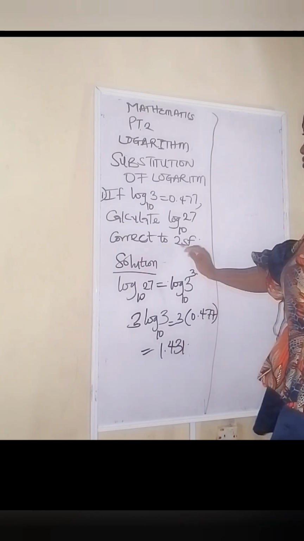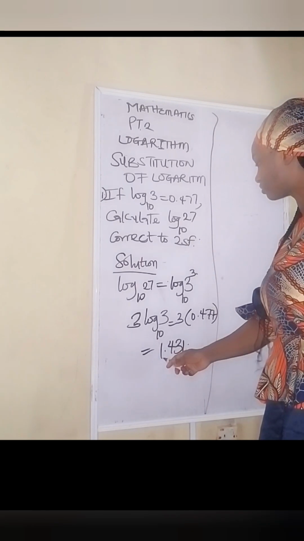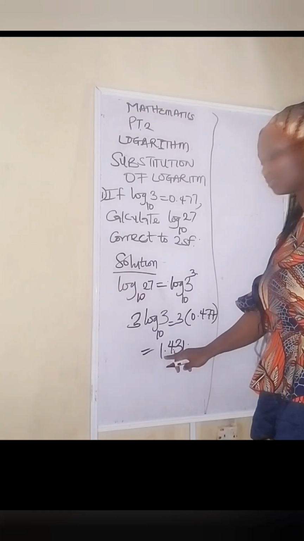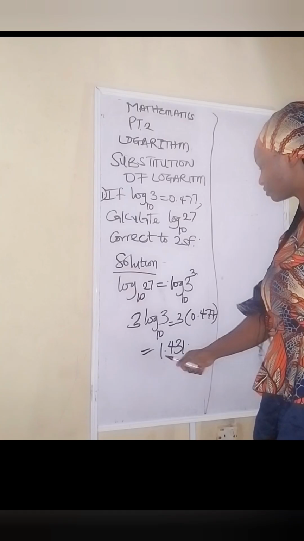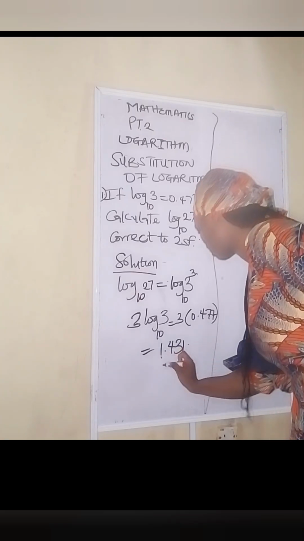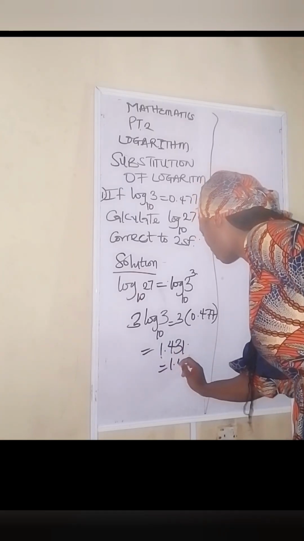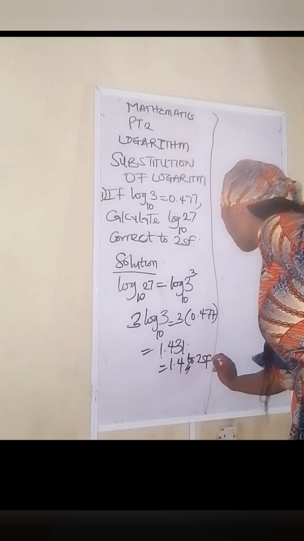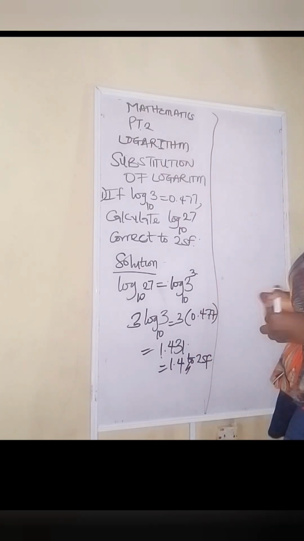They said to two significant figures. You know what two significant figure is? 1, 2. This one is not in decimal places, so the decimal is nothing. Okay, this is 1.431. So the two significant figure is what? So that is 1.4. So this is to 2 SF. Okay, so that is our final answer, 1.4.